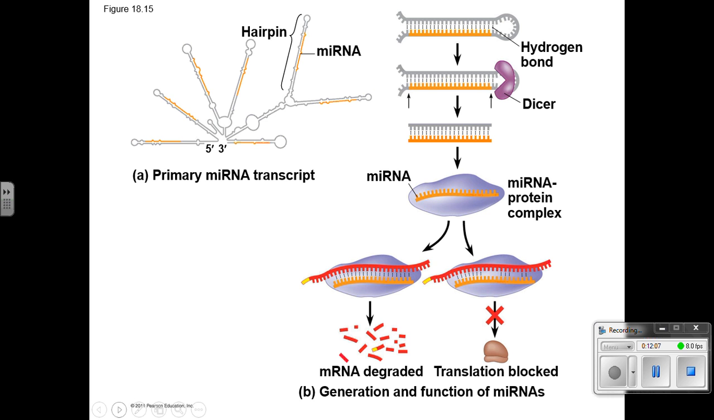And this just shows that these miRNAs or siRNAs, either way, can affect whether or not the translation is blocked or the mRNA is degraded. It just happens to do something to it so that it doesn't produce that functional protein.